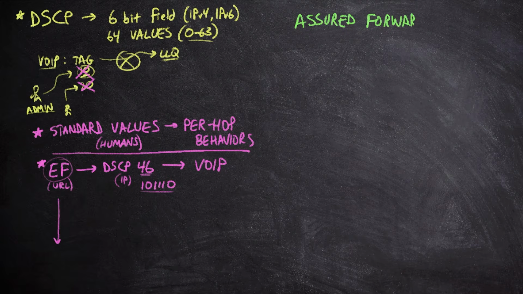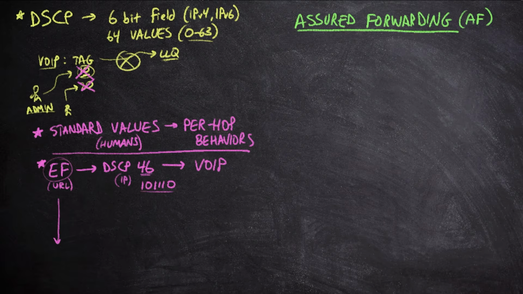So when we're looking at learning the different PHBs, we're typically focusing on EF as a standalone value and then a series of values within the assured forwarding category. There is one other category that we'll talk about, but it's not really used. It's a little more legacy. But we'll still talk about it. Either way, we want to focus in on assured forwarding.